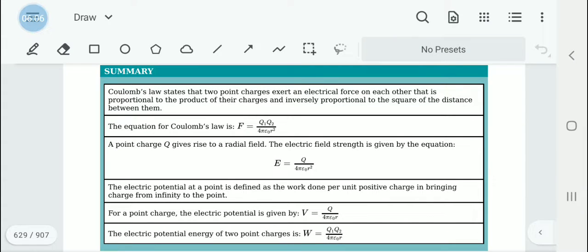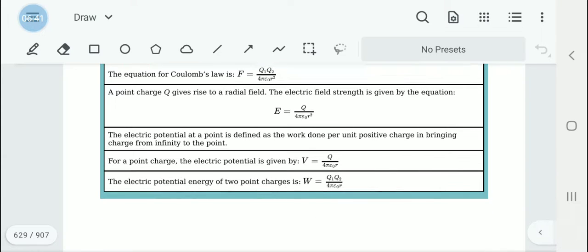So in summary, we discussed Coulomb's law. Two point charges exert an electric force on each other that is proportional to the product of their charges and inversely proportional to the square of the distance between them. We obtained an equation for that: F equals Q1 Q2 divided by 4 pi epsilon O r squared. Then a point charge Q gives a radial field, and for the electric field strength we got E equals Q upon 4 pi epsilon O r squared.